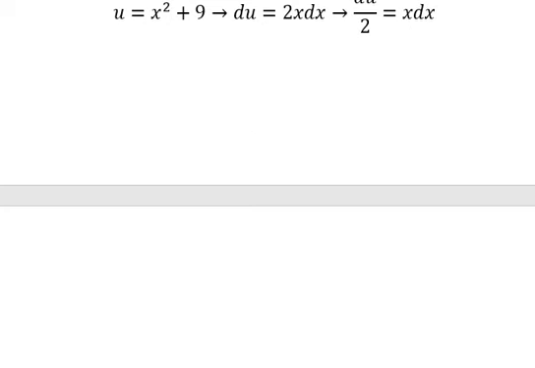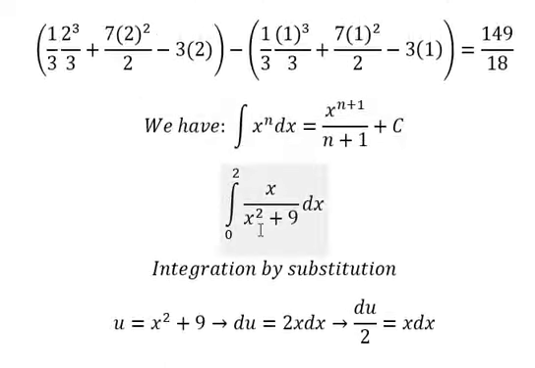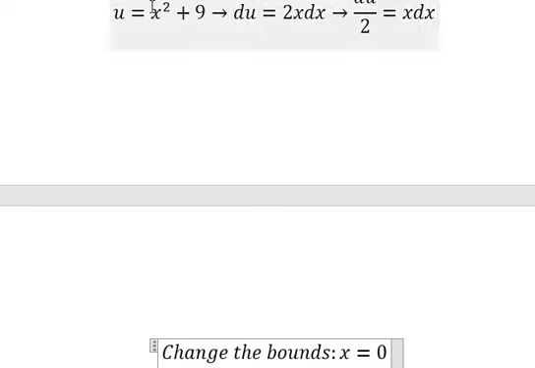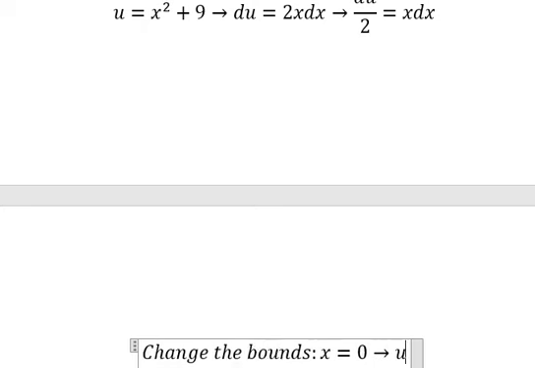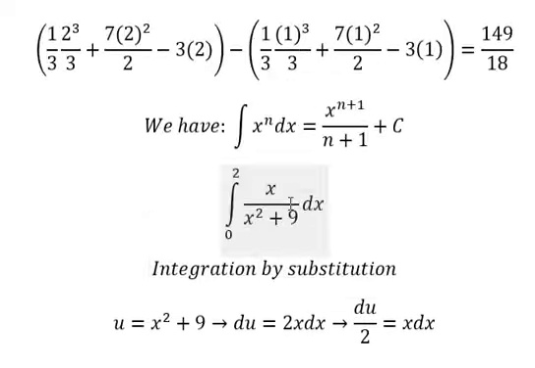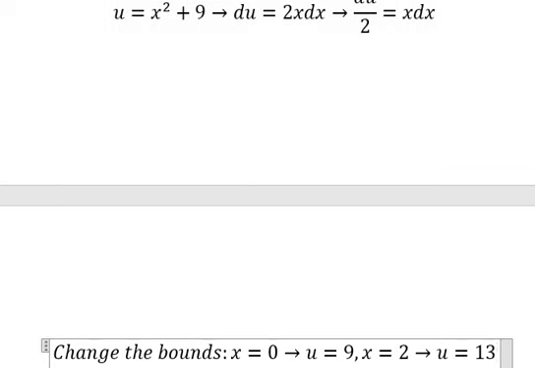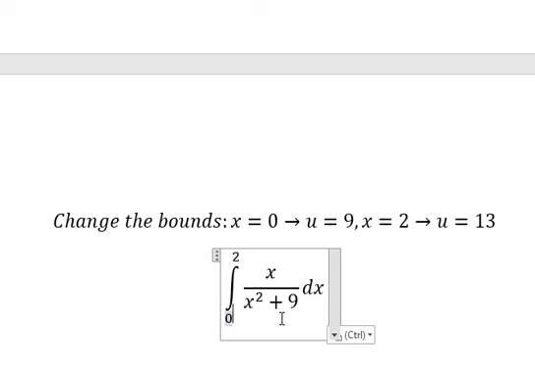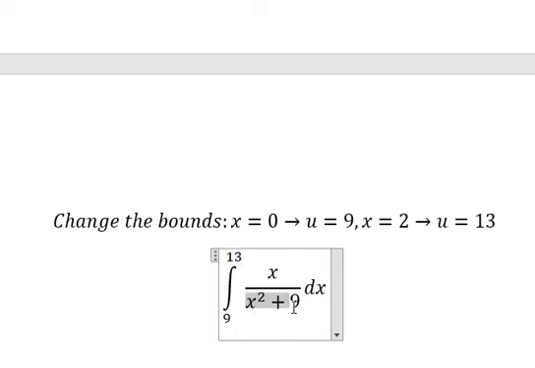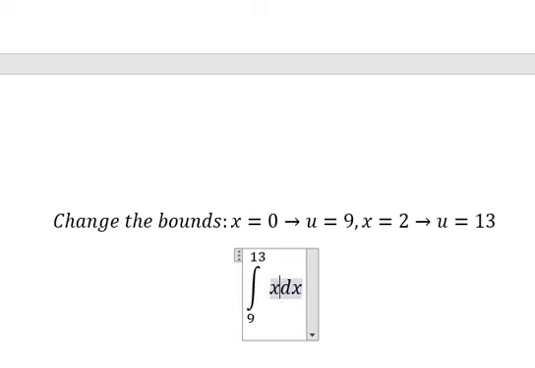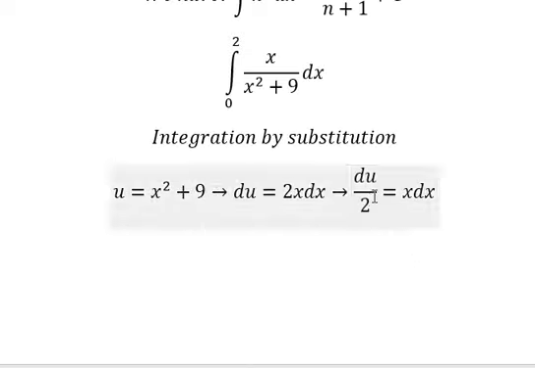Now we need to change the bounds. When x equals number 0, so I will put number 0 going here, and u equals number 9. When x equals number 2, so I will put number 2 going here, and u equals 13. So number 0 is number 9. Number 2 is 13. This one is u. x dx is this one.